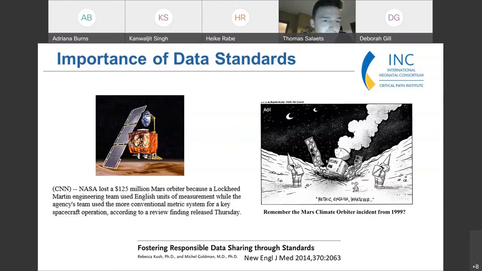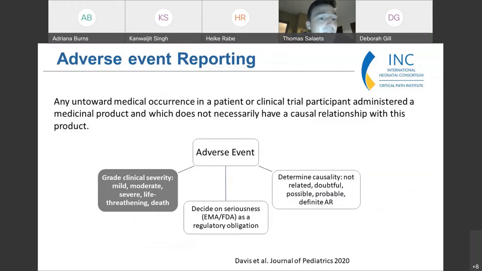When we're talking about drug safety, we're talking about adverse event reporting actually, and there are several aspects of adverse event reporting that are important. There's grading of the seriousness, which is a regulatory obligation. There's determining causality, whether it's related, doubtful, possible, probable, or definitely related to drug administration. And finally, when an adverse event is graded, investigators can also assign a severity grade, which is more a clinical grade, and more layered than the regulatory definition of serious. Usually it's done in five grades: mild, moderate, severe, life-threatening, and death. In this work, we focused on standardizing how people report adverse event severity.